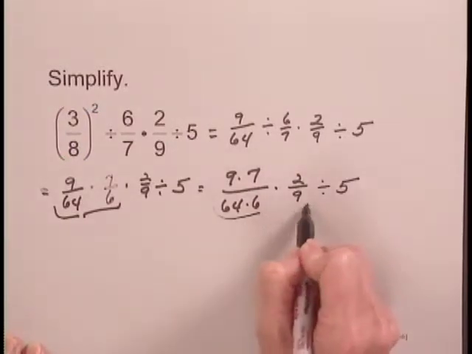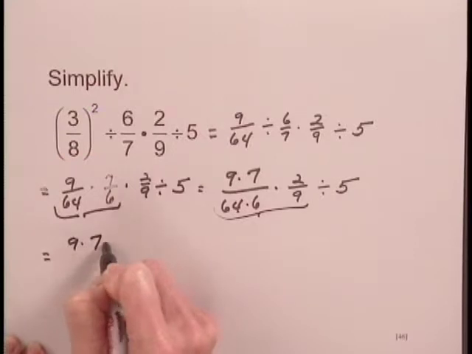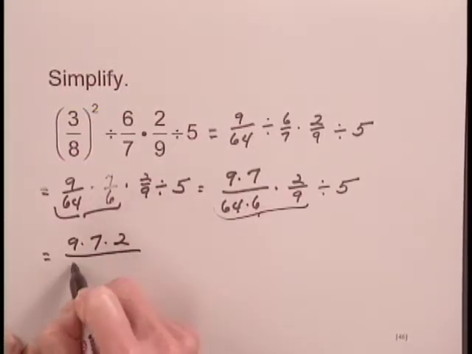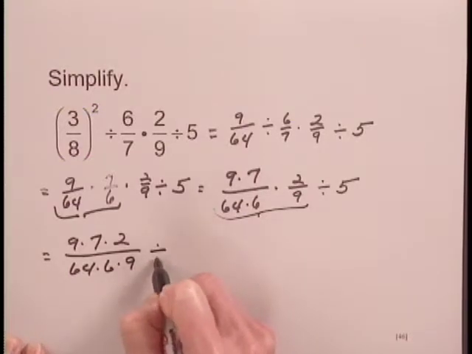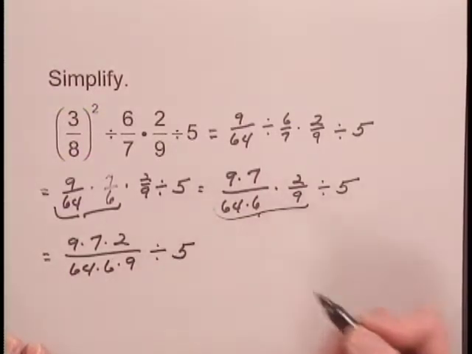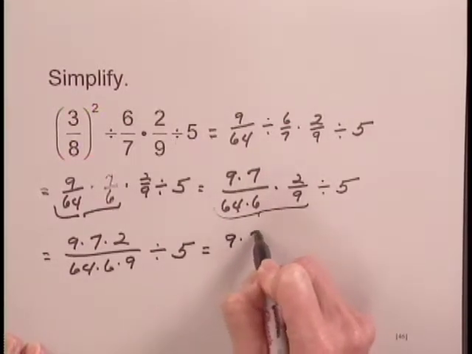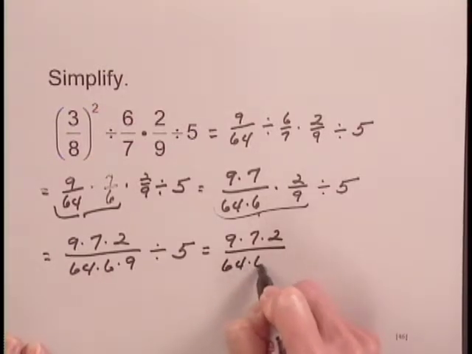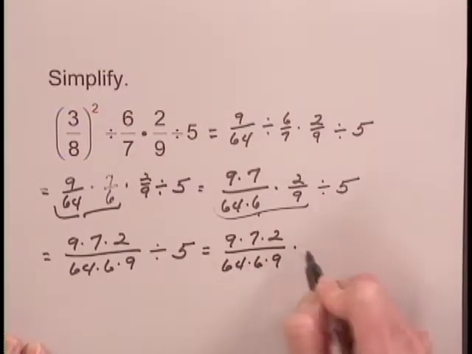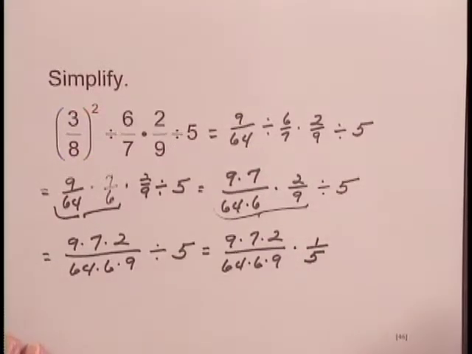Next we'll do this multiplication. That gives us 9 times 7 times 2 over 64 times 6 times 9, and that's divided by 5. To divide by 5, I multiply by the reciprocal of 5, so I would write this as 9 times 7 times 2 over 64 times 6 times 9 times the reciprocal of 5, which is 1/5.